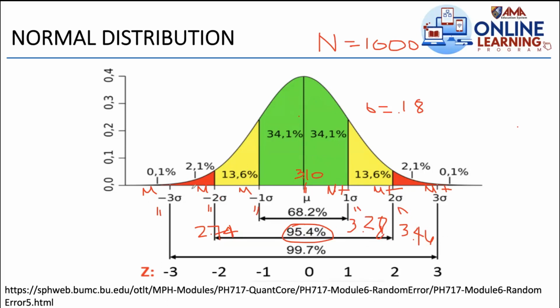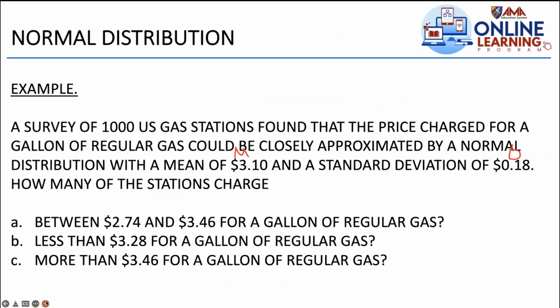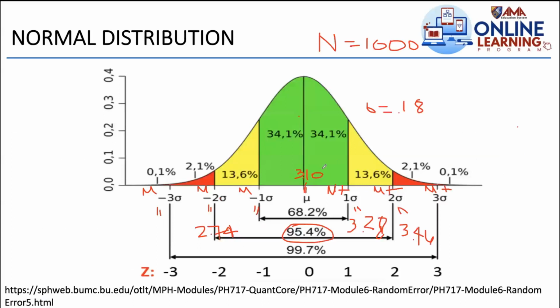So how do we answer the problem using the empirical rule or using this graph? What we want is, more than 3.46 for a gallon of regular gas. So meaning we want to know how many of the stations. If we go back to this, this is 3.28. So we want to know this part, all of this, including the red and the yellow. First we want to know what percent this is, so that once you get the percent, multiply that by 1,000. That's the answer.